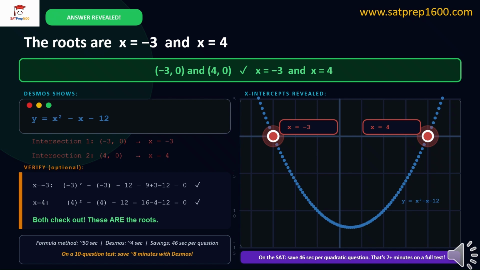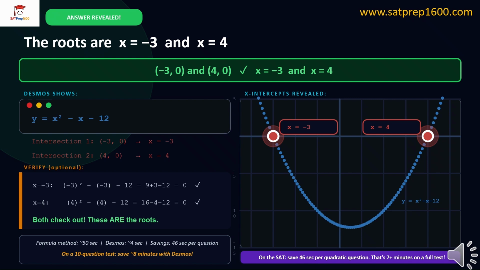The roots are x equals -3 and x equals 4. The parabola crosses the x-axis at (-3, 0) and (4, 0). Quick check. Plug -3 back in. 9 plus 3 minus 12 equals 0. Plug in 4. 16 minus 4 minus 12 equals 0. Both work. These are the roots.